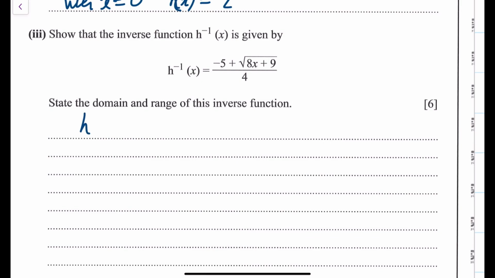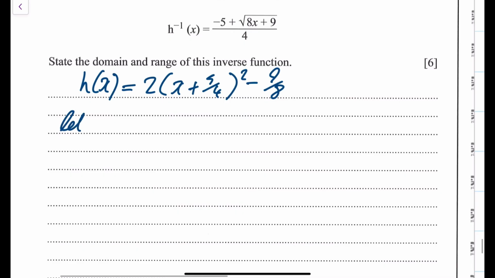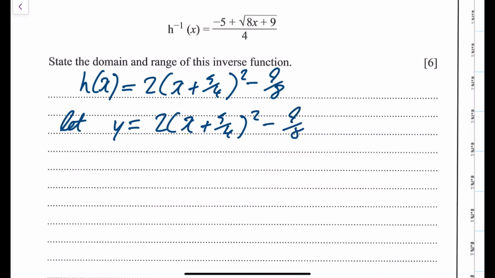Okay, so h of x, I could write it then as 2 times x plus 5 over 4 squared minus 9 over 8. And I'll just say I'm going to do the inverse function. So the order of this doesn't really matter. What you could do here is let your y equal this. This is what I'm going to do. And what you could do here is rearrange the formula, making x the subject. And then you'll have x equals a function of y, and then change all your y's to be x's, and that will give your inverse.